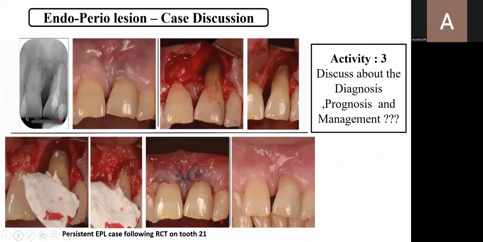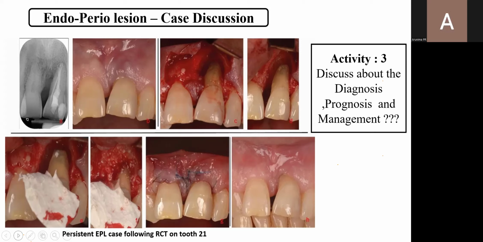So this is a case where there was a persistent endoperio lesion, this is activity number 3. You can see the recurrent abscess formation on tooth number 21, where RCT was initiated, but there was a persistent endoperio lesion, which means there could be a perforation, or the lesion has focused more onto the periapical region as well. Again, the flap is raised, and it is a circumferential defect. Placed the bone graft and GTR membrane, and the flap is positioned well with the sutures. You can see the post-op picture as well.